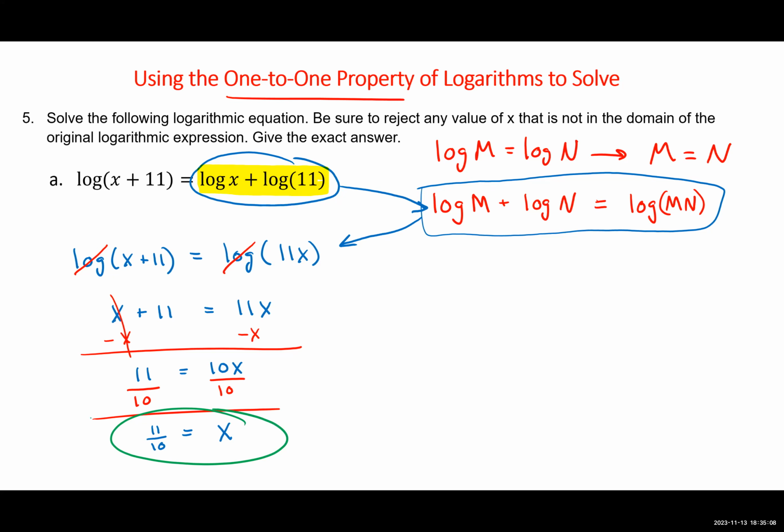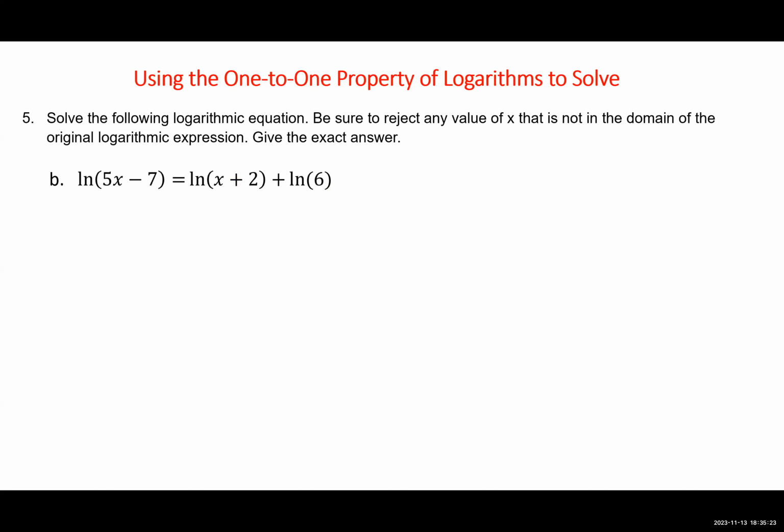All right, let's do one more. It's almost the same as this one, but trust me, it's going to be a little bit different. Let's just work through it and see how it shakes out. Almost the same as the last problem. Log is equal to log plus log. And we've got two logs on one side, one log on the other. And we'll do this problem the same way. We could condense these two logs into one.